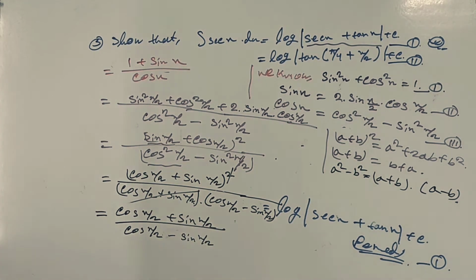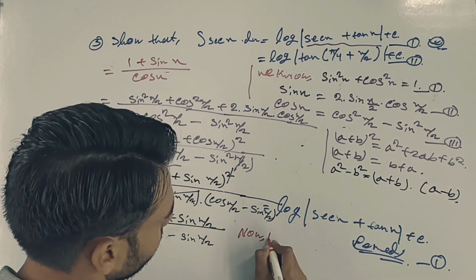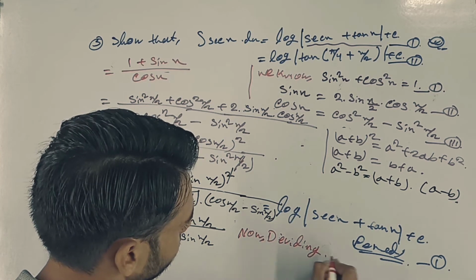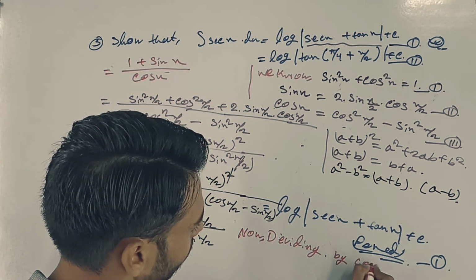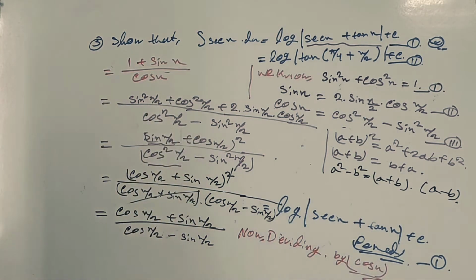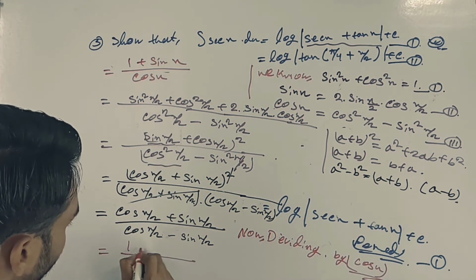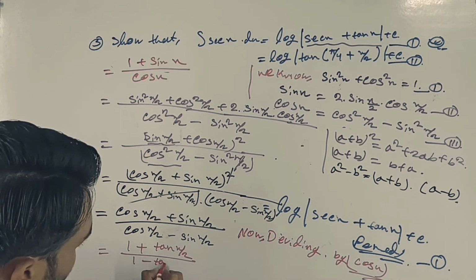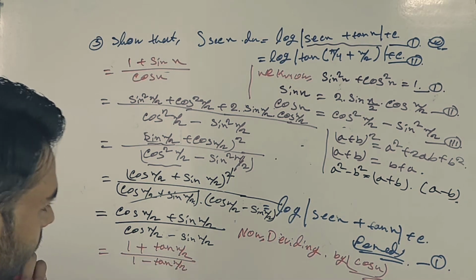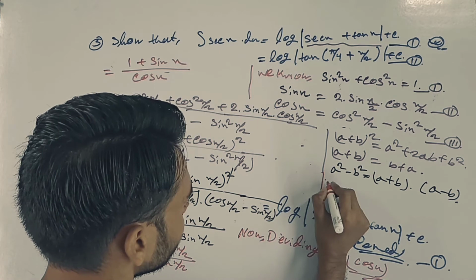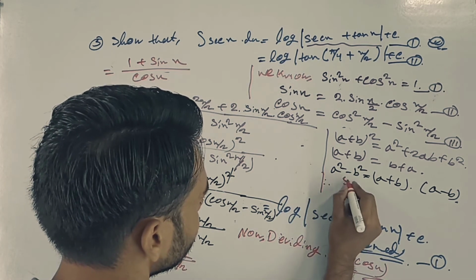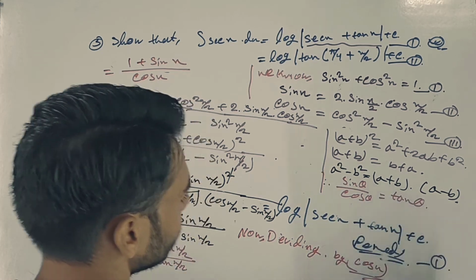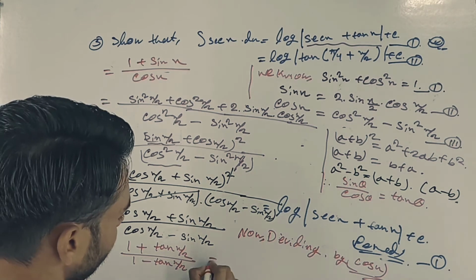And now I also find it with my red pen. Dividing both the numerator and denominator by cos(x/2), the numerator is 1 + tan(x/2) and the denominator is 1 − tan(x/2), that's it. And we know that sin θ by cos θ equals tan θ, that's very easy from childhood.